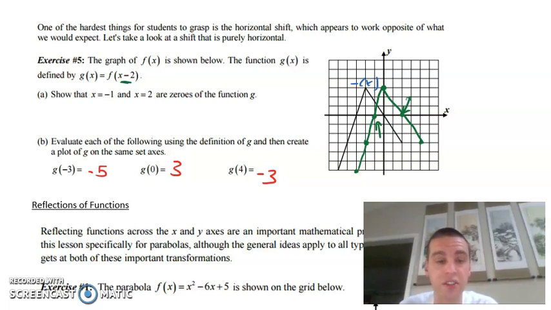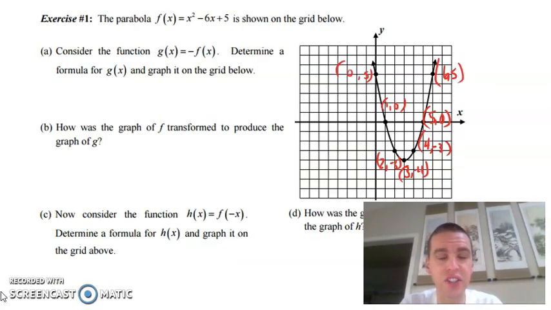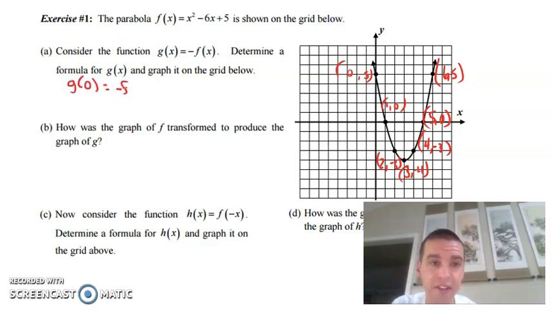On to reflections of functions. Looking at exercise number 1, we're going to look at what a negative on the outside of the function does. So if we look here, g of x equals negative f of x, and we have the graph already drawn for us. If I plug in 0, g of 0 equals negative f of 0.